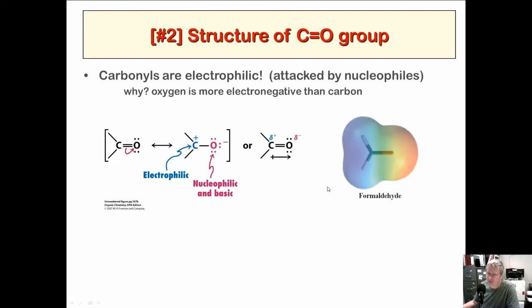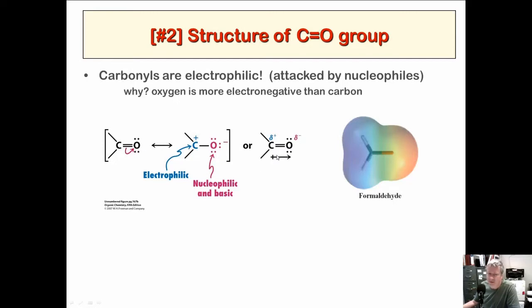The big thing for organic 2 is that the carbonyl is electrophilic, meaning it can be attacked by nucleophiles. The reason is oxygen is more electronegative than carbon. There's resonance between the C double bond O and a C plus, O minus structure. You can almost say that the carbon is semi-carbocation like, so nucleophiles will attack it. You've learned this before: Grignards attack ketones and aldehydes. That's an example of a ketone or aldehyde being electrophilic.